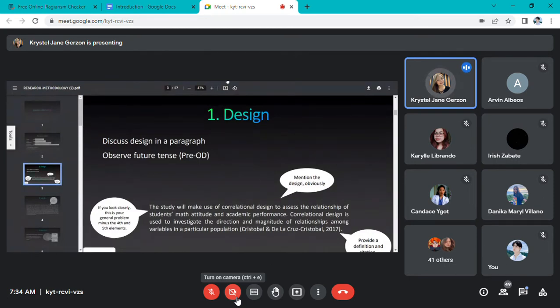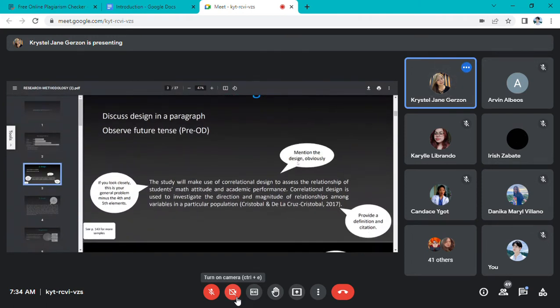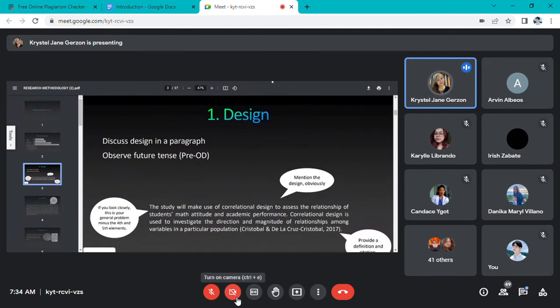What you just need to do here is very simple. You just need to introduce the design that you are using, and then define the design that you are using. For example, the study will make use of correlational design to assess the relationship of students' math attitude and academic performance. Then right after, you define the correlational design.